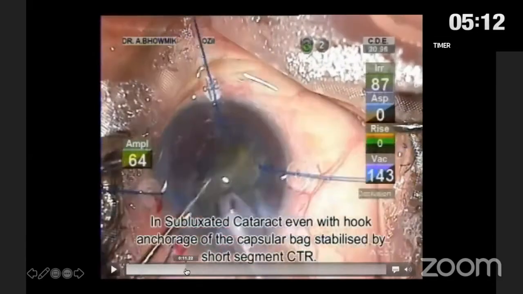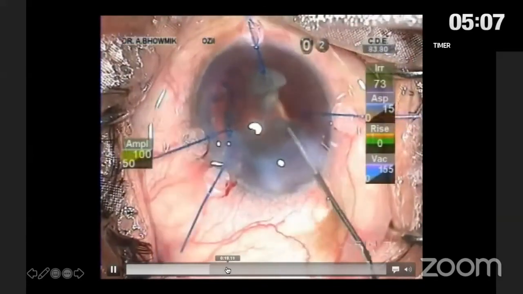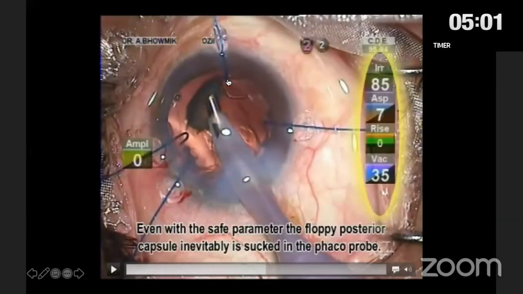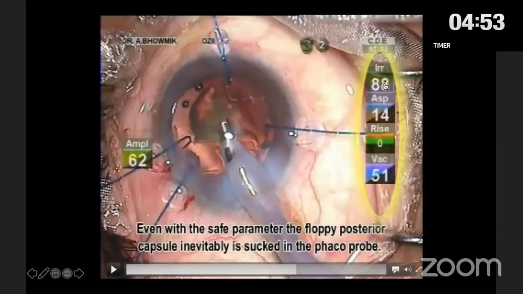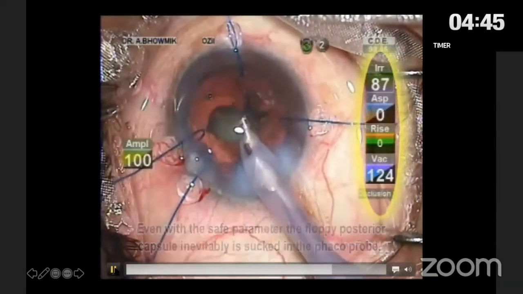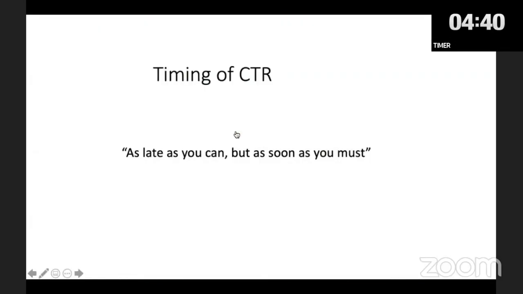This is a grossly subluxated lens. I stabilize the capsular bag with the Cioni segment and part of the Cioni segment. And with the hook, you can see I am hooking the Cioni segment to stabilize half of the bag with the capsular hook. And even while I am maintaining a small, low FECO parameter, there is a catch of the posterior capsule. So the timing of CTR is as late as you can, but as soon as you must. This is the key for CTR.